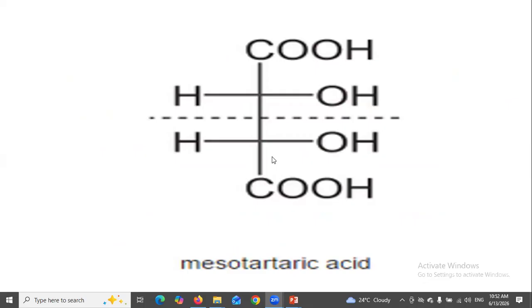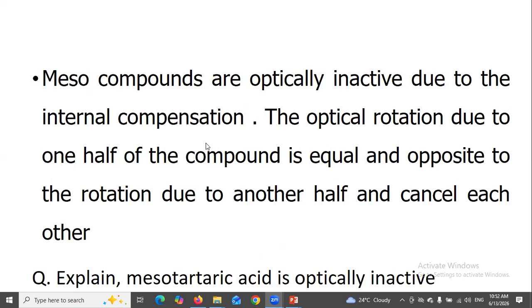See, meso-tartaric acid: one half of this compound is the mirror image of the other half. Meso compounds are optically inactive due to internal compensation. The optical rotation due to one half of the compound is equal and opposite to the rotation due to the other half, and they cancel each other.